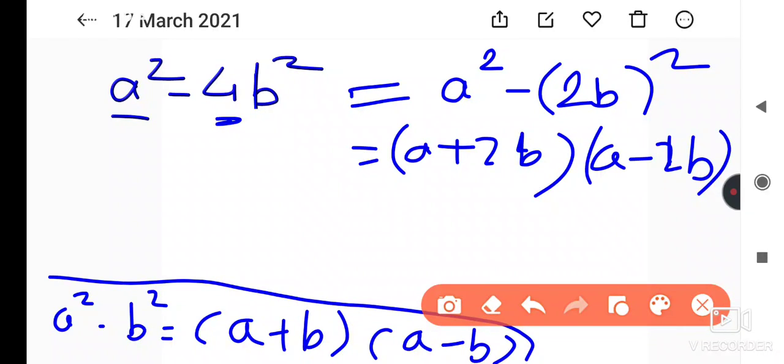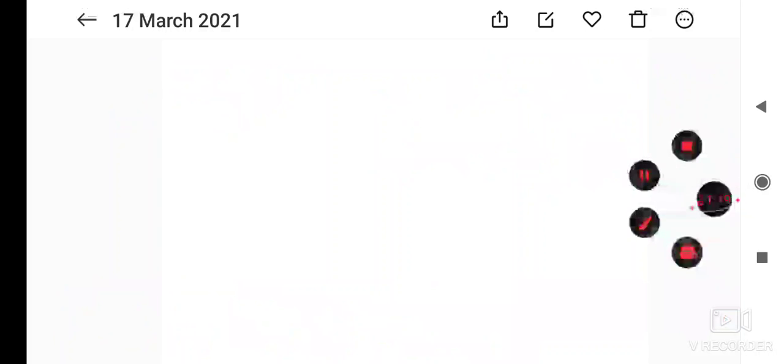Okay, so note down this, it is there in your textbook. Now we will see one more example which is given in solved examples only, and then we will see practice set number 5.3. So here in this example, the question is 3a square minus 27b square.